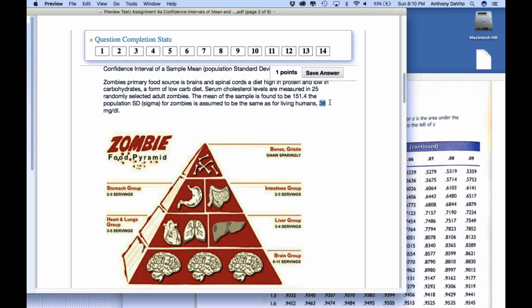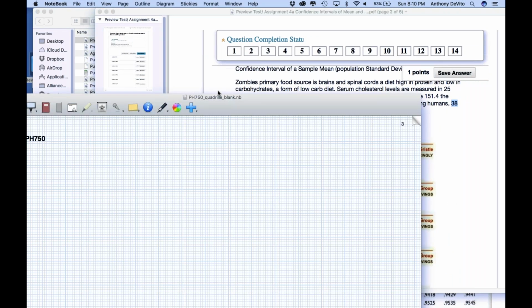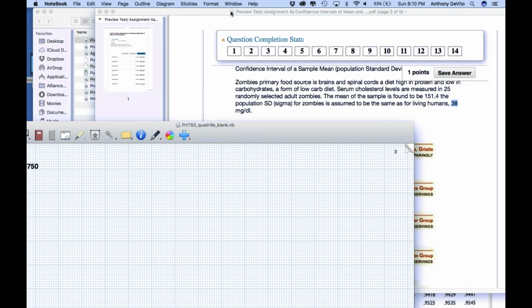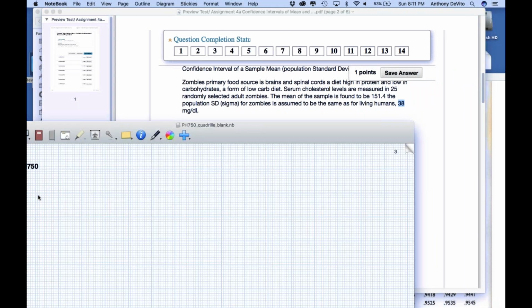A little bit different than we would normally see in real life, but we're going to work with this for the moment, just so that we can see how we would handle this differently if we knew what the population standard deviation was. I'm going to move this over here so I can see it. So in this case, the mean of the sample, x bar, is equal to 151.4. The standard deviation of the population, sigma, is equal to 38. And the sample size, n, was equal to 25.